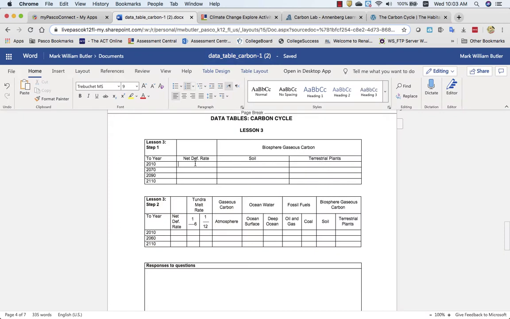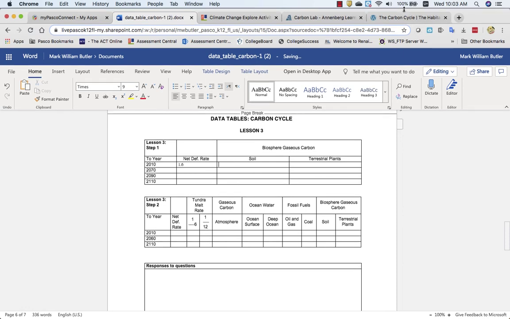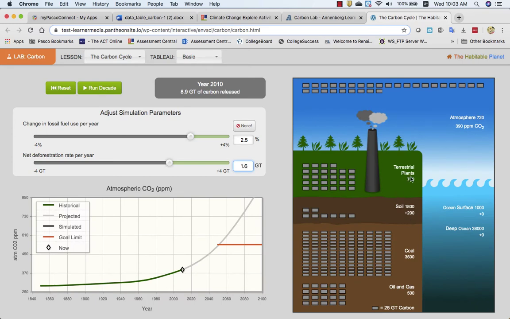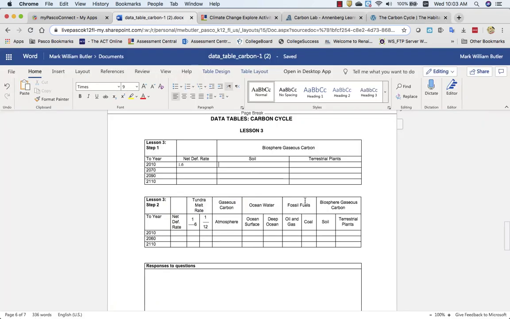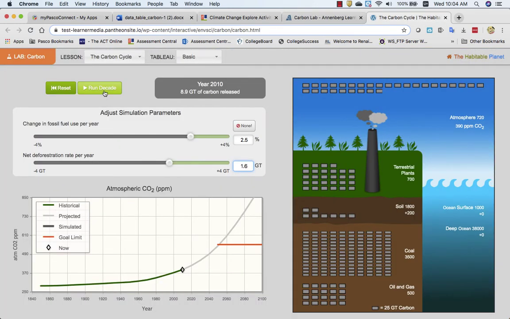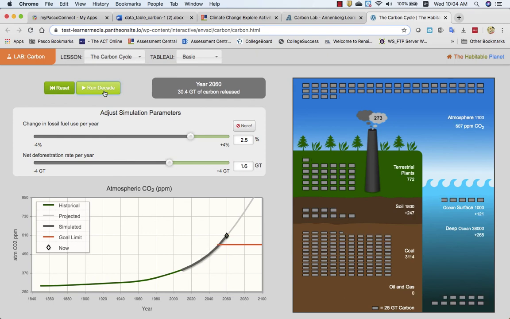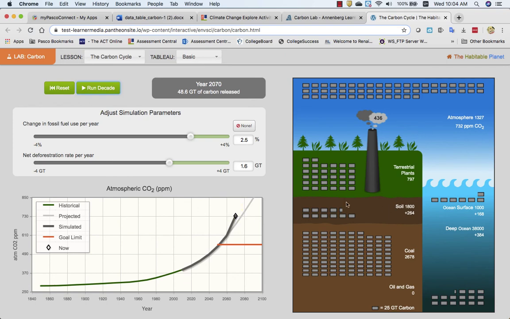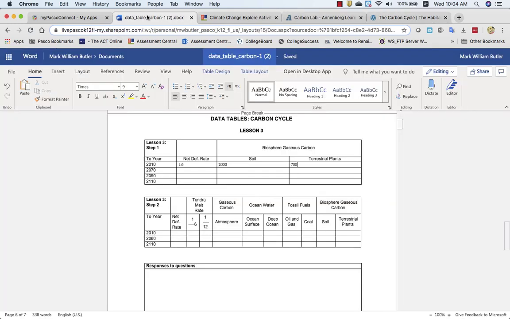The net deforestation rate in this case is 1.6. So our soil would be soil and terrestrial plants. We're only looking at these two. It's going to be 2,000, right? Those two numbers added together, and 700. Then we're going to go to 2070 and see what that change is. So run the decade. Check out the graph. Look what's happening here. 2070 again. We're going to look at these values right here. We're now up to 2,064 and 797.